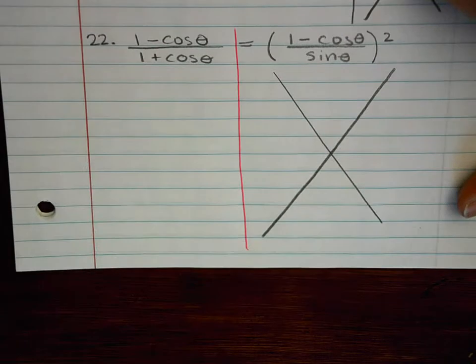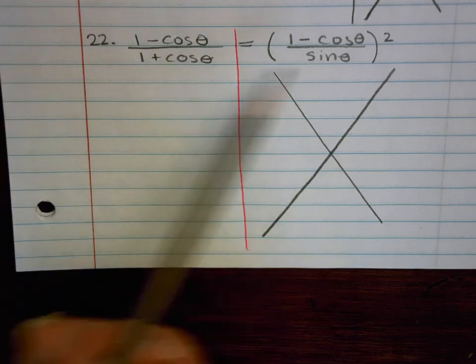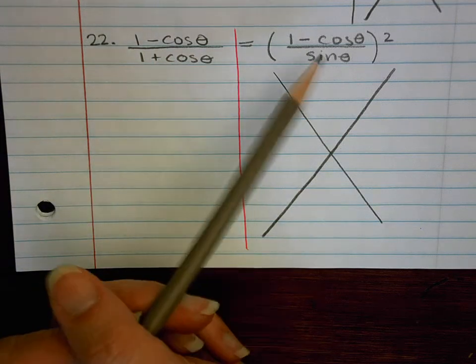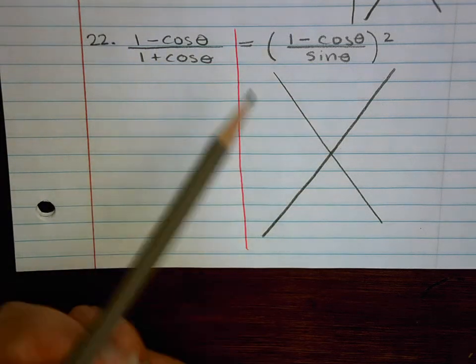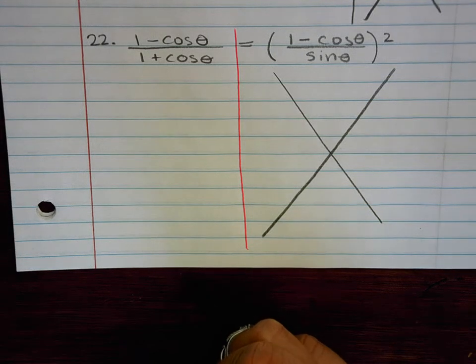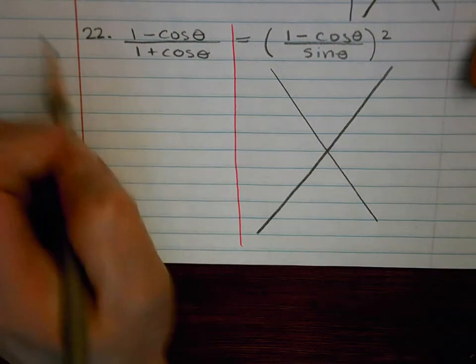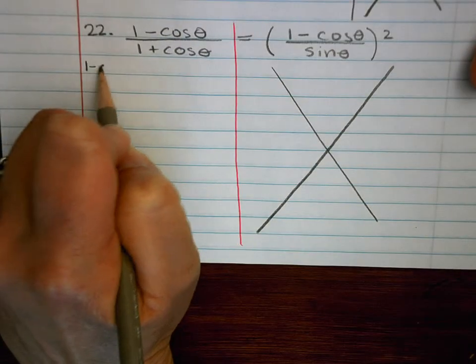So for this one right here, what I'm looking at is I have that fraction equal to that fraction, and I have that plus versus minus. Whenever I have that plus versus minus, that usually is kind of an indicator that I should be using conjugates, and so that's the path I want to take. I'm just going to copy down my original fraction.